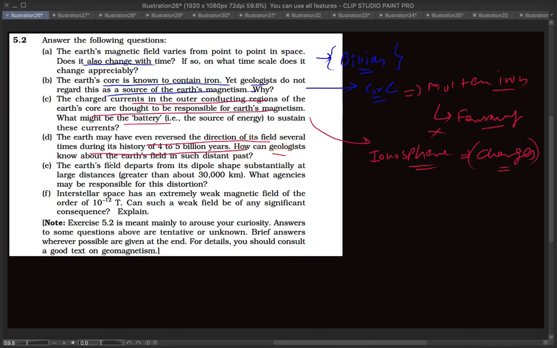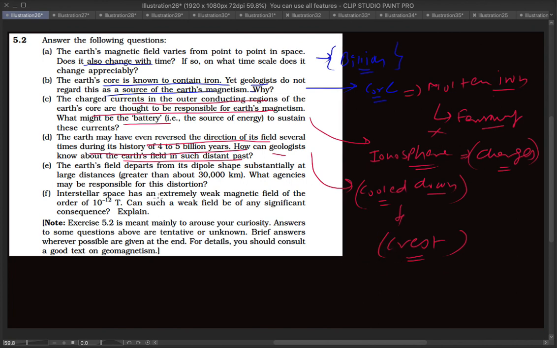How can geologists know about the Earth's field in such a distant past? You can say that initially Earth was separated from the sun, and gradually it cooled down. Because of that, a thick crust was produced, and this crust has contributed a lot to producing the magnetic field of the Earth.